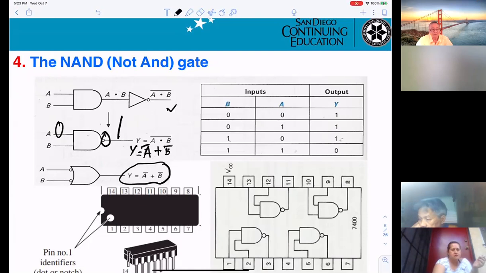They also display for you how the IC looks. This right here shows pin number 1, and the last one is 14. Same thing, pin 14 and pin 7 will be power and ground. Inside, they show you pin 1 and pin 2 as inputs, and pin 3 as the output. That is the NAND.